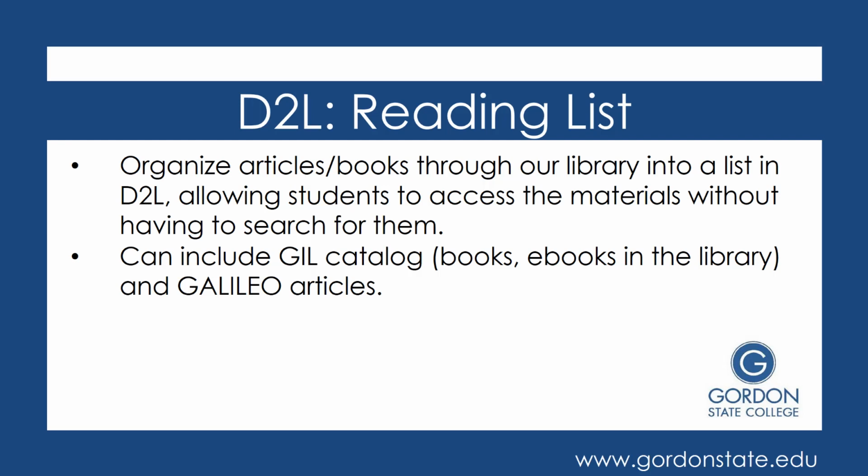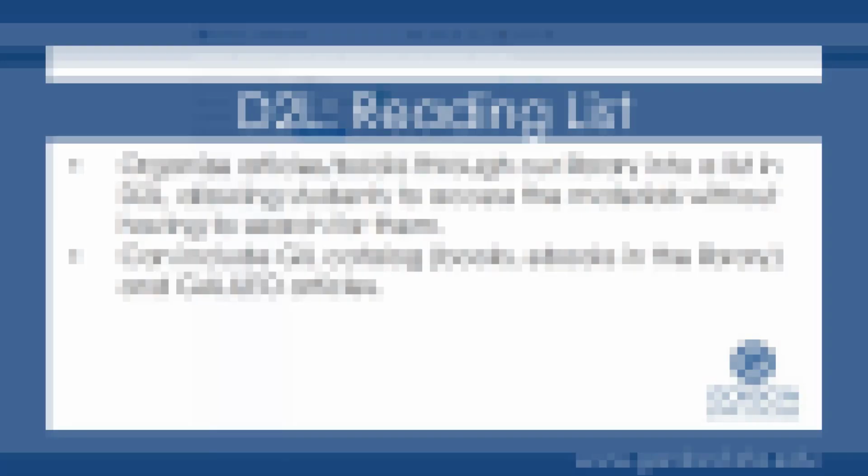In making these reading lists, you can include GIL catalog, which are books or ebooks in the library itself, as well as Galileo articles that are available via the different databases that we subscribe to. Now, it is important to know with this reading list, you as the teacher are creating the list that the students are going to be reviewing the articles on. This would not be the case of them going out and finding their own articles for research.